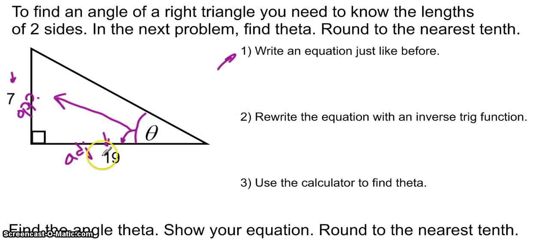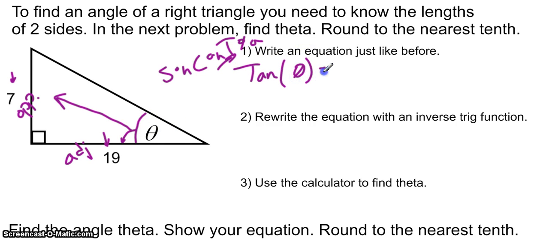Here I've got my adjacent side and my opposite side labeled, so if I remember SOHCAHTOA, I'm going to be using tangent, right? Because SOHCAHTOA, tangent is the trig function that gives me the ratio of the opposite to the adjacent side. So in any case, tangent, now I do not know what this angle is, so I'm going to leave it as the Greek letter or variable, theta, and my opposite side is 7, and my adjacent side is 19. So I'll write tangent of theta equals 7 over 19.